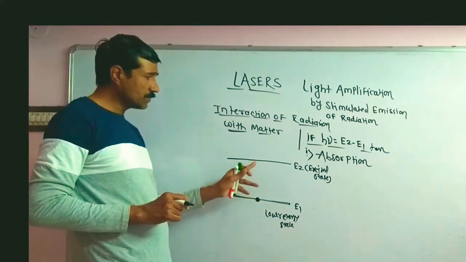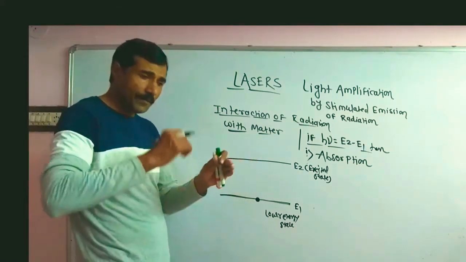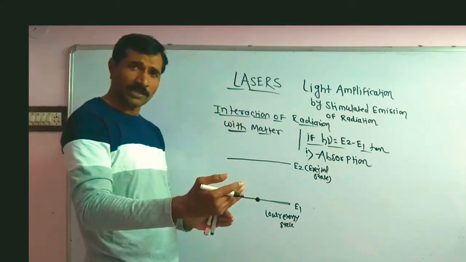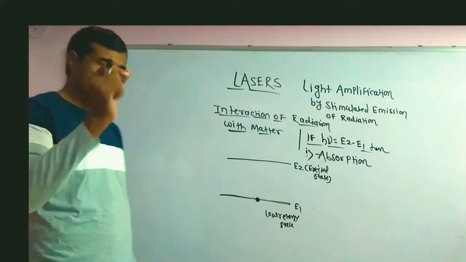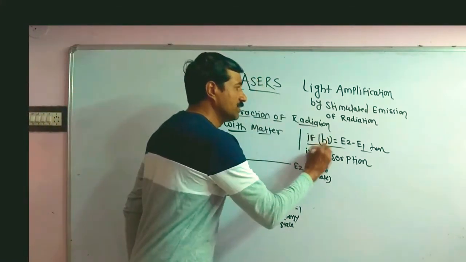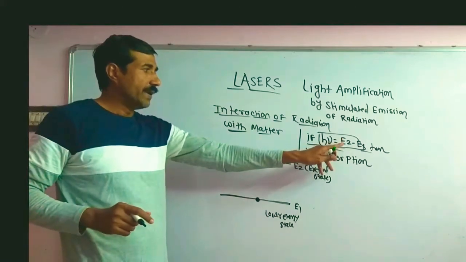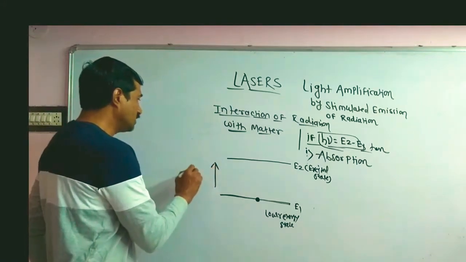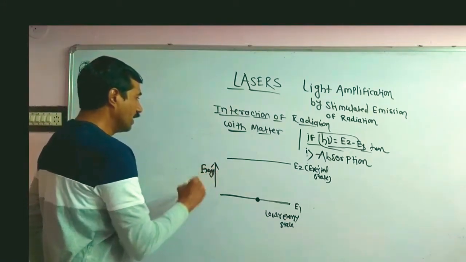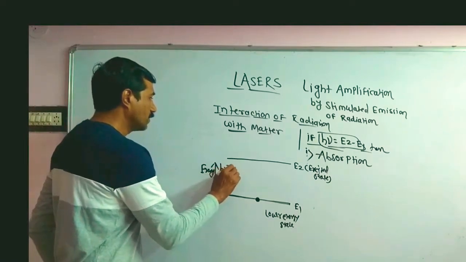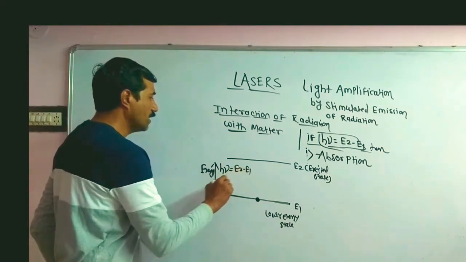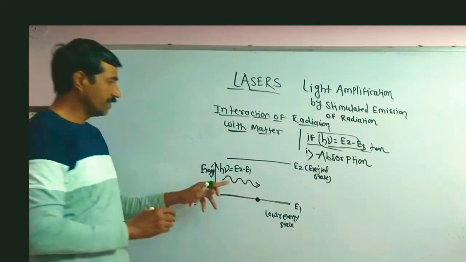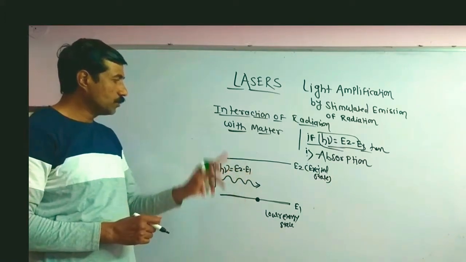So when this atom goes from one energy state to another energy state, the atom receives some amount of energy, and this energy is equal to the energy difference between the two states. This energy h mu is equal to E2 minus E1.